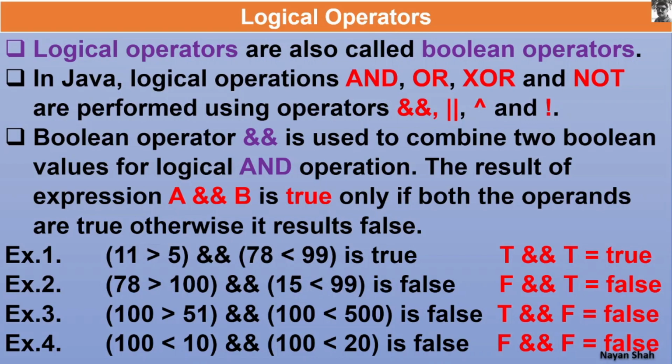Third example, 100 greater than 51, true, and 100 less than 500, which is false. So true and false, again false. And last example, 100 is less than 10 and 100 is less than 20. Both are false, false and false, false. So as you can see, it is only true when both the conditions are true, rest it is false.